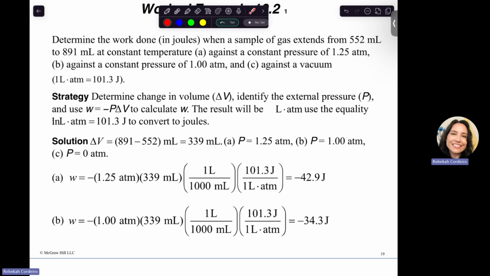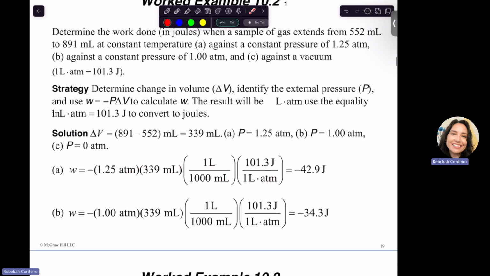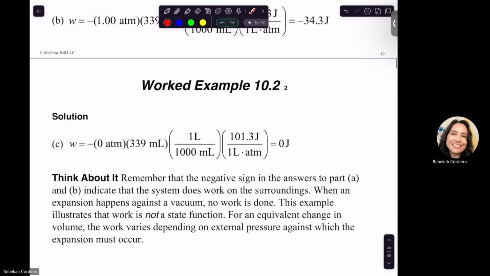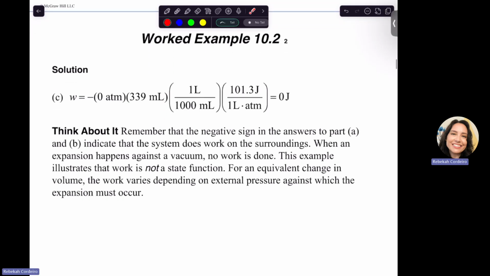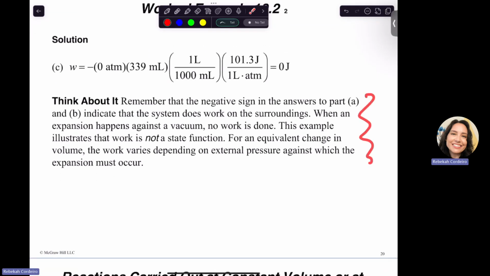Pay attention to your units. I think that's something that students don't like to do in Gen Chem 2. So pay attention to how the units cancel, and that will really help you double check your work. And then here's part C. The textbook also gives us these little think-about-it areas, so you're welcome to read through that. And if you have questions, let me know.